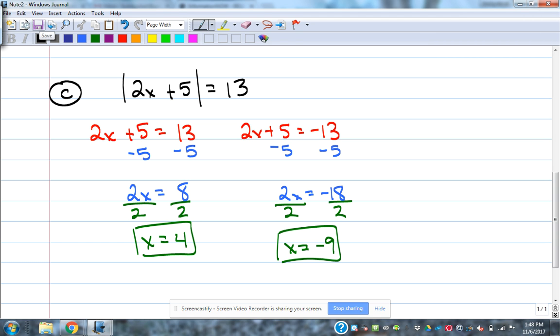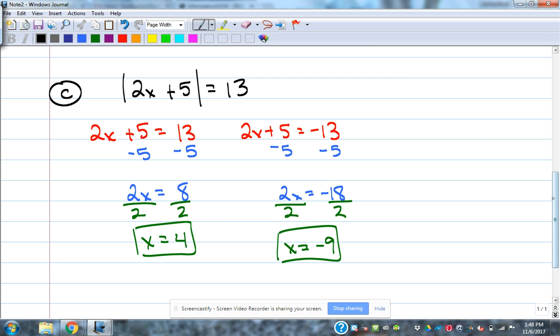So you're taking whatever's in the absolute value, setting it equal to the positive and the negative side of that number that's on the other side. The key to all these is the fact that the absolute value is by itself. If it's not by itself first, then you've got to move things until it is.